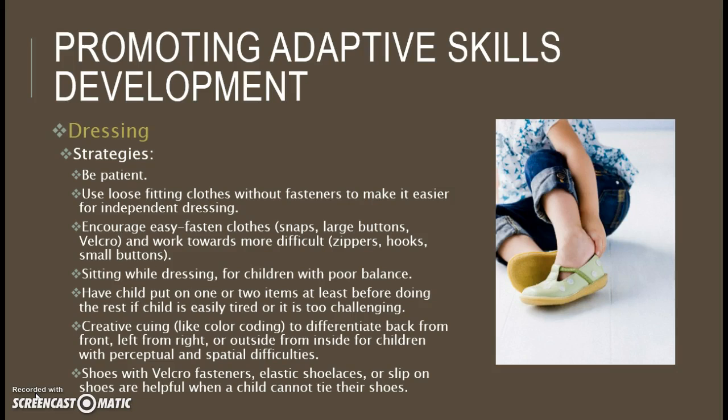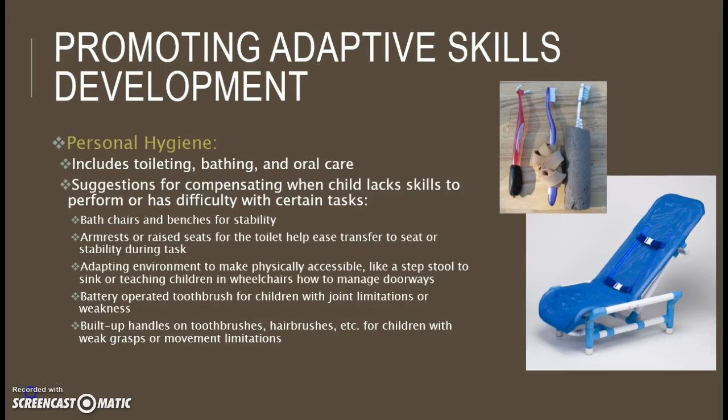Creative cueing, like color coding, to differentiate back from front, left from right, or outside from inside for children with perceptual and spatial difficulties, is a good way to help when they get dressed. Also, shoes with Velcro fasteners, elastic shoelaces, or slip-on shoes are helpful when a child cannot tie their own shoes. Having adaptive skills for personal hygiene is also very important. Personal hygiene includes toileting, bathing, and oral care.